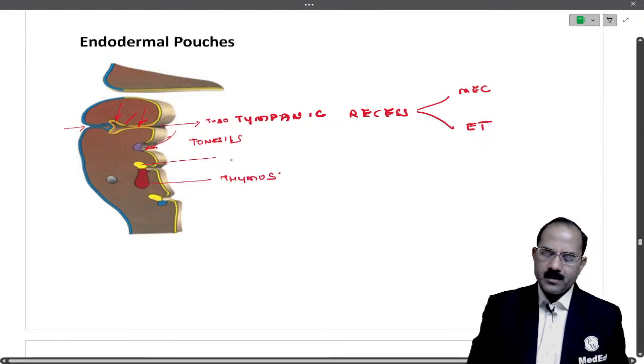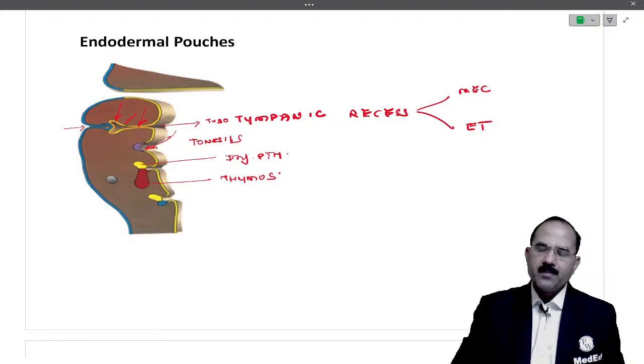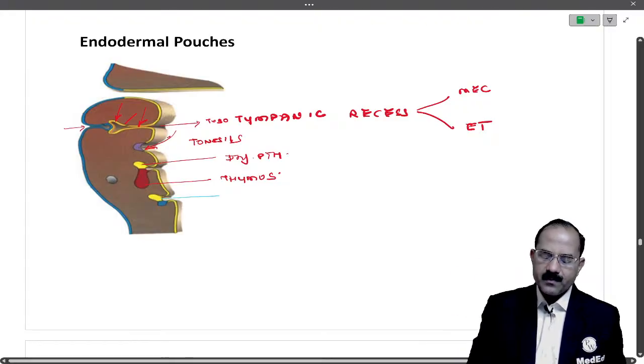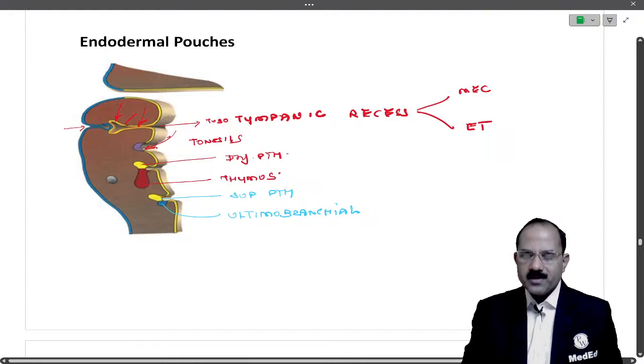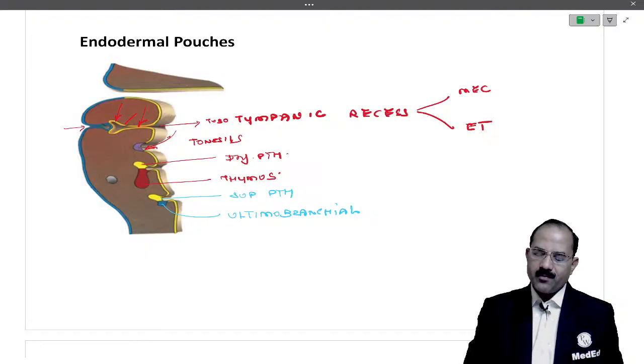The third forms a thymus and the inferior parathyroids. The third endodermal pouch forms a thymus and the inferior parathyroids. The fourth merges with the sixth. The dorsal part forms the superior parathyroids and the ventral part merges with the sixth and forms the ultimobranchial body.